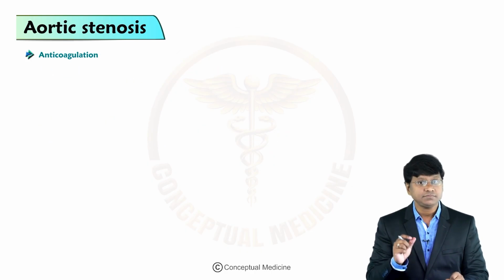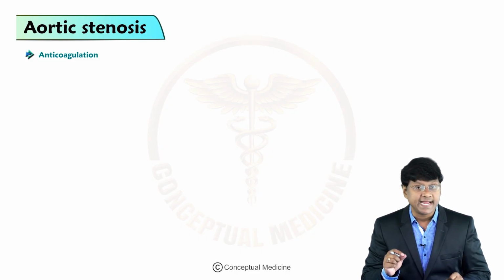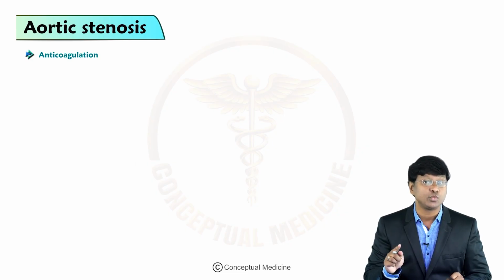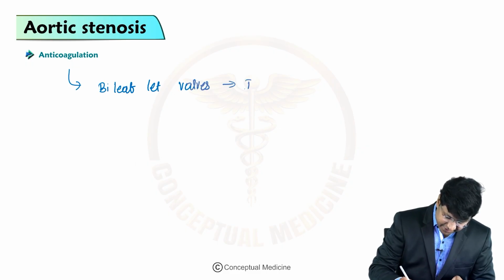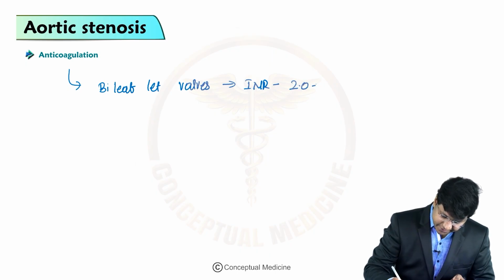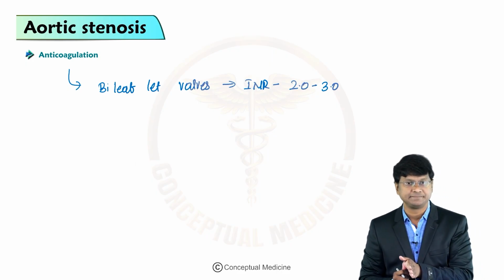So anticoagulation is required with the use of mechanical aortic valve, and the INR that has to be maintained should be in between 2 and 3 for bileaflet valves. Okay, so for bileaflet valves, the INR that has to be maintained when the individual is on anticoagulation should be 2 to 3, right? Should be in between 2 and 3.